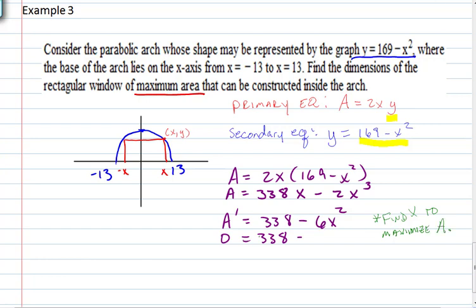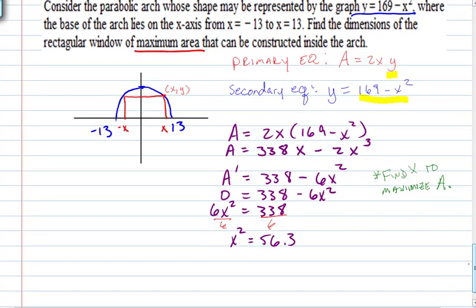So here we go. 338 minus 6x squared is equal to 0, which means that 6x squared is equal to 338. Divide both sides by 6, and we get x squared is equal to 56.3. Take the square root of both sides, and we get, you don't have to do plus or minus, by the way, x is equal to what?